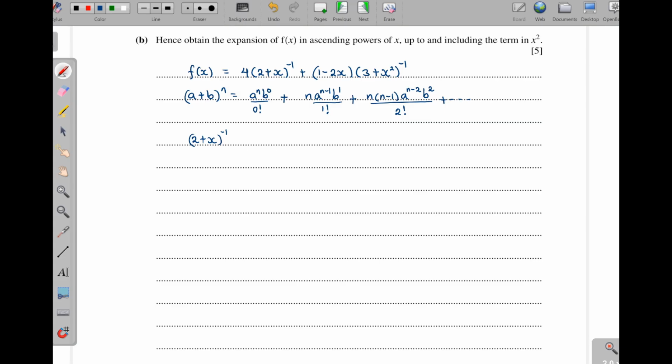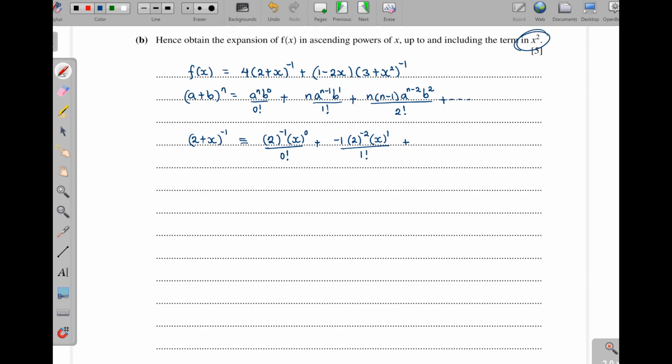Now, starting with this one here, some people like to make this one a 1, so they say this one will be 2, then 1, then plus x, then that. But me, I don't do that. I just do it all at once. So 2 to the power of negative 1, x to the power of 0 out of 0 factorial, then plus. Now drop this power. So you have negative 1, then times 2 to the power of negative 2, and then x to the power of 1, then out of 1 factorial.